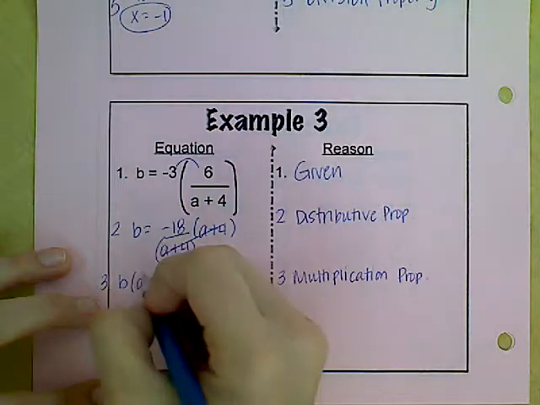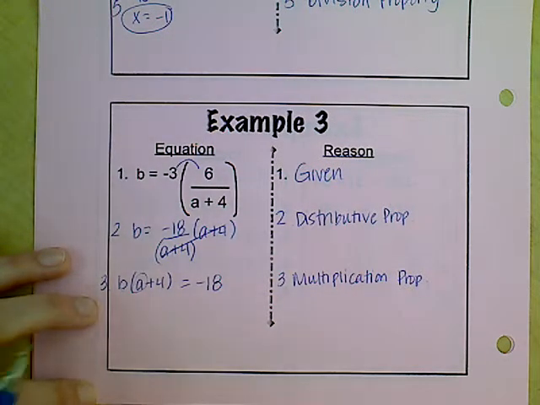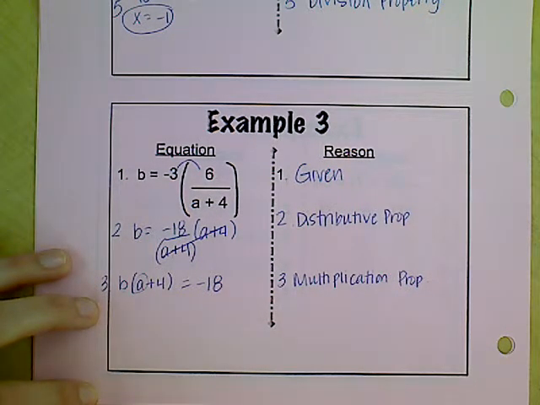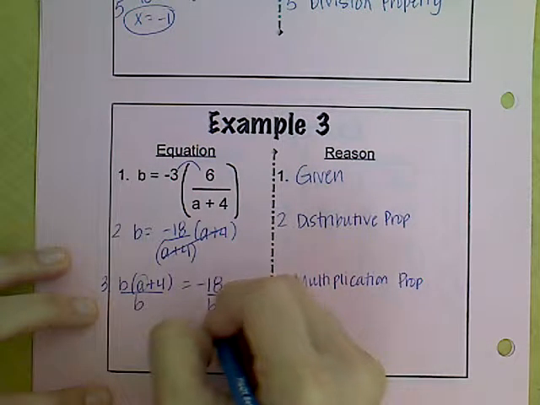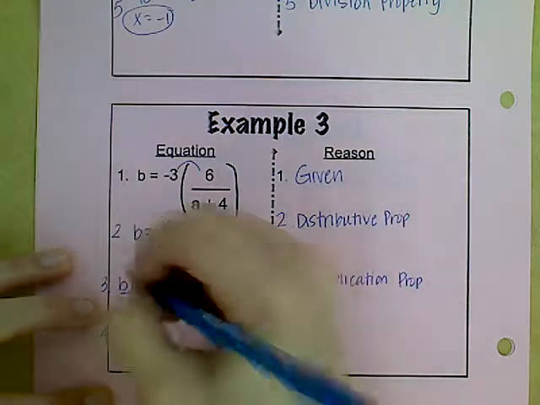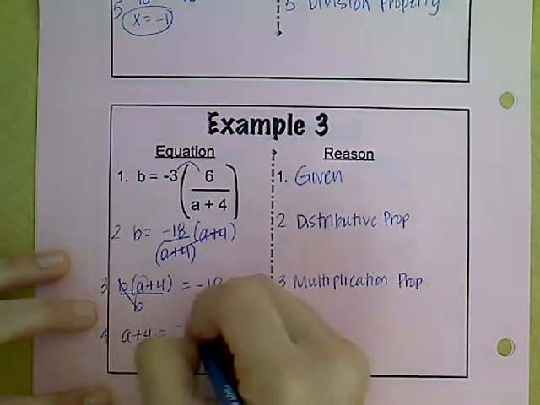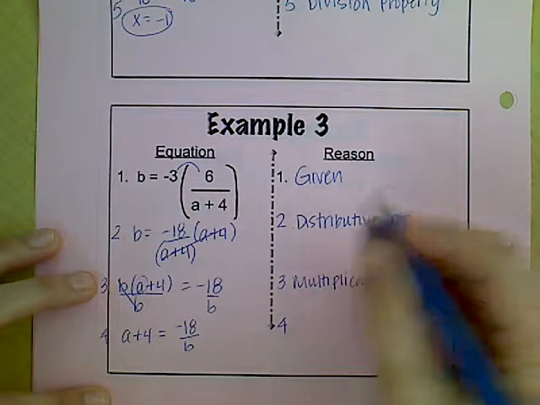Now I'm working to get a by itself, so I need to get rid of this b. It's weird because we're moving around variables and not just whole numbers, but you treat it just like you would a number. How do you get rid of a times b? You divide by b. So now it looks like a plus 4 equals -18 over b. And that was the division property.